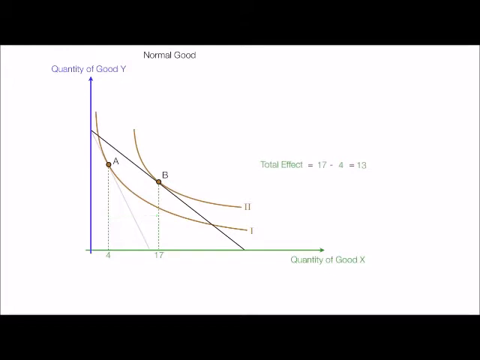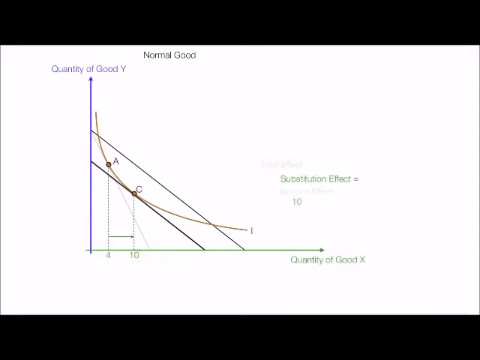Now I'm going to break the total effect into 2 parts, the substitution effect and the income effect. To do this, I'm going to take the new budget line after the price decrease and bring it back parallel until it's just tangent to the first indifference curve. And this line I pull back is parallel to the new budget line. And I'm going to move down the indifference curve to the point where it's tangent right there, and I'm going to label that C. At that point, the consumer consumes 10 units of X.